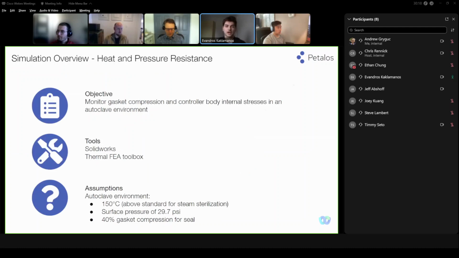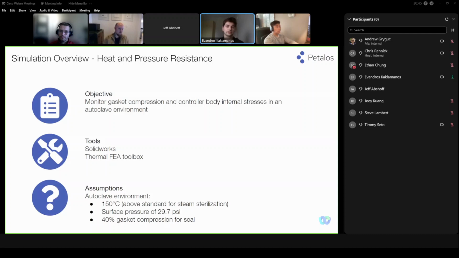So the objective of the autoclave simulation was to assess the pressure and heat resistance of our endoscope design. To assess this, we need to determine if there are any major dimensional deformations that result in leaks or permanent deformation. Specifically, if the gasket percent compression decreases beyond a set threshold of 40%, a leak could occur. Again, we decided to use SOLIDWORKS, but this time with a thermal FEA toolbox for our simulations.